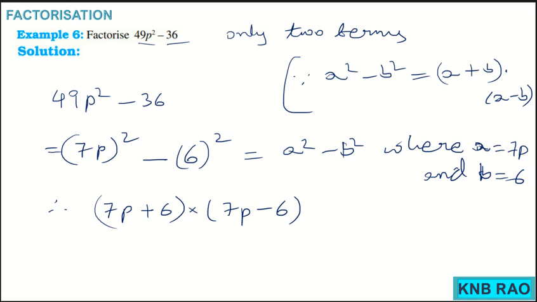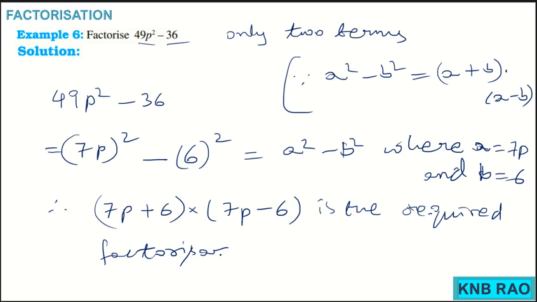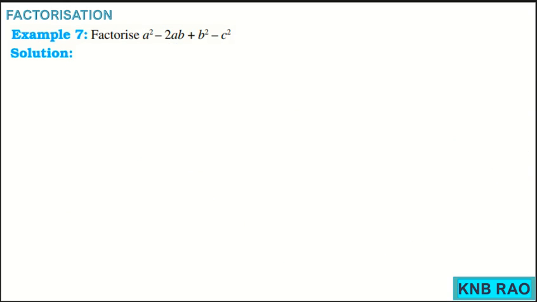Now, coming to another example. Before that, this is the required factorization of 49p square minus 36. Now, coming to example number 7. Factorize a square minus 2ab plus b square minus c square. Very important question, children. It is a very important question.